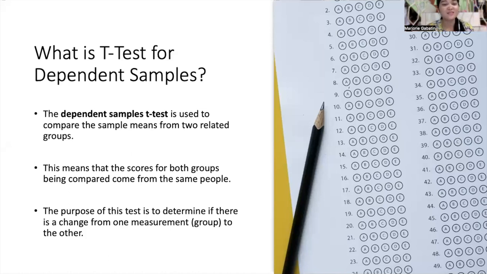This means that the scores for both groups being compared come from the same people. For example, if your respondents are male students, then all the data should only come from this group of male students and not from female. Do you see the difference? The purpose of this test is to determine if there is a change from one measurement to the other.